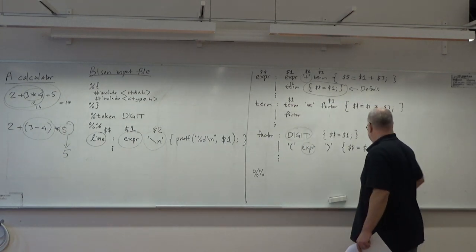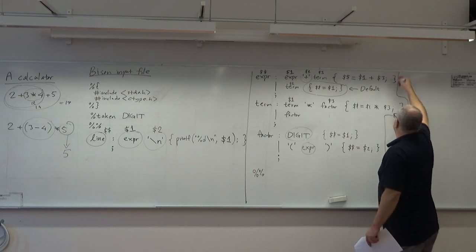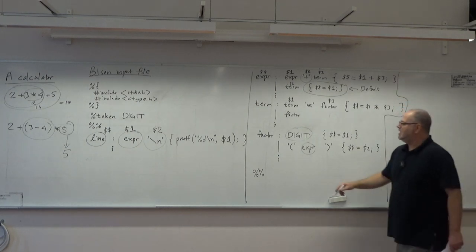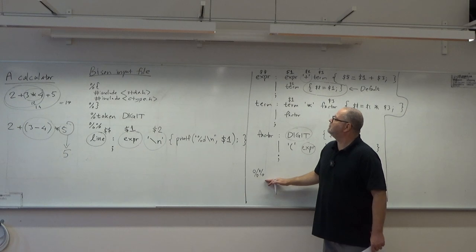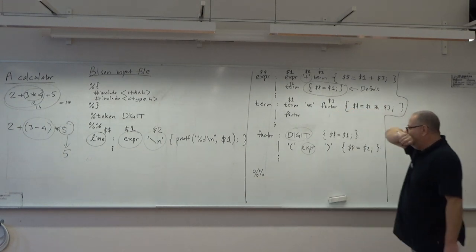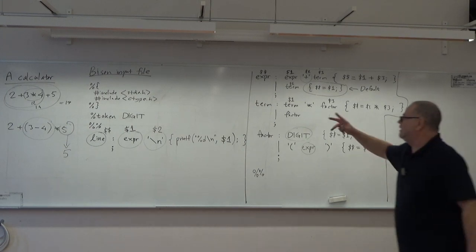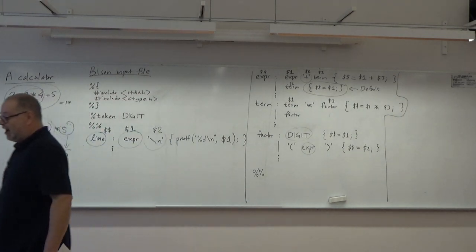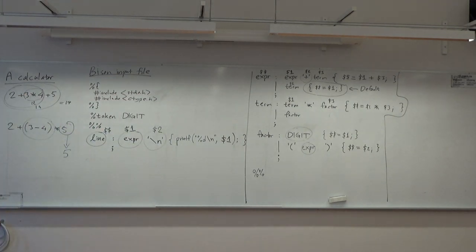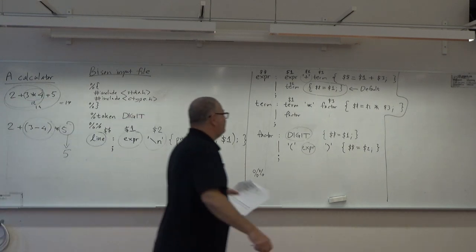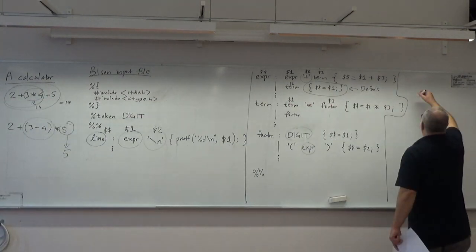Let me continue here. I've added %%, which means now we are coming to this final third part of the input file, that is C code. And I will put all the C code for this calculator in the same file. And the first part I will do is to put the scanner here.